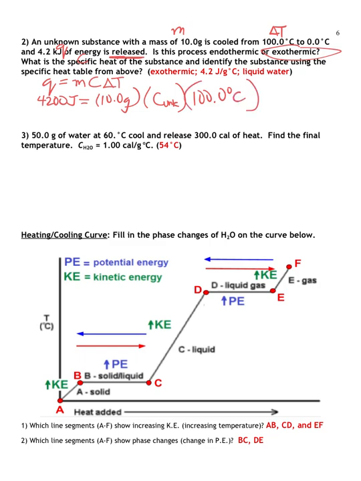Calculate and solve for specific heat capacity of our unknown substance. And it turns out to be 4.2, in joules per gram times degrees Celsius. So what is this substance? Looking at that table from the previous page, it's liquid water.